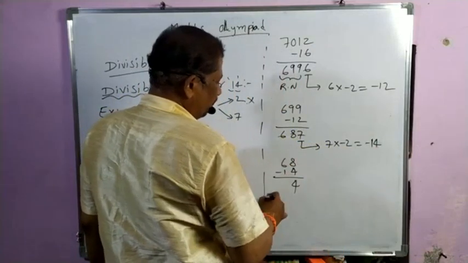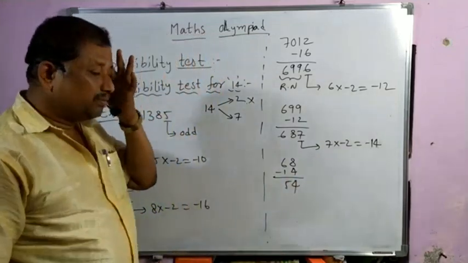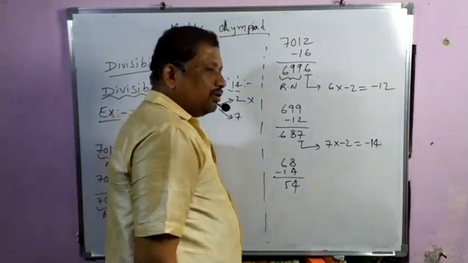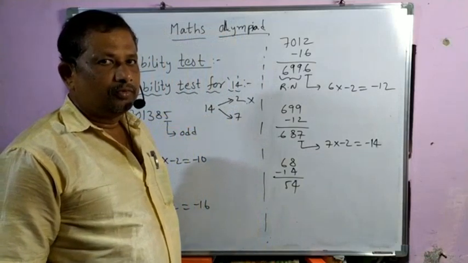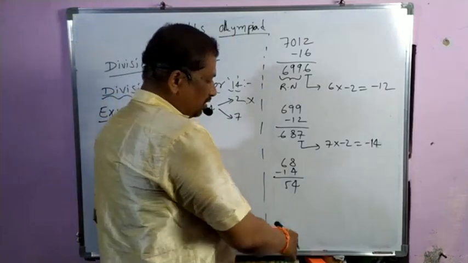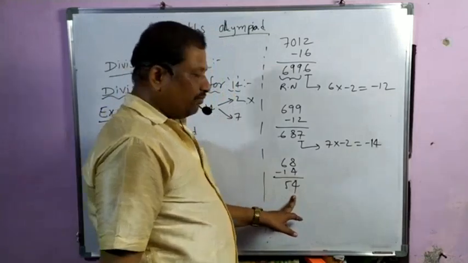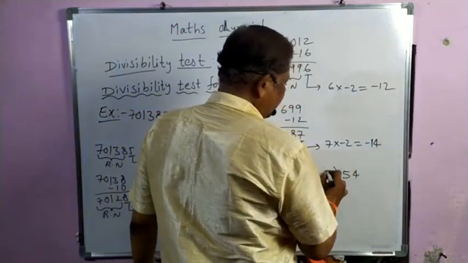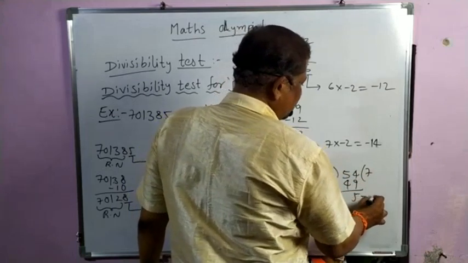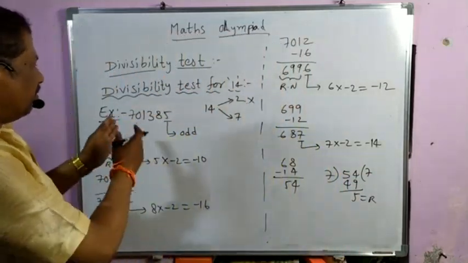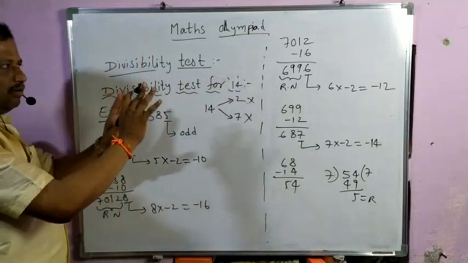So what do we get here? 54. Is 54 divisible by 7 or not? Not divisible, because 7 7s are 49. The remainder is 5. So it is not divisible by 7, and therefore the given number is also not divisible by 7. So the given number is not divisible by 2 as well as 7. So it is not divisible by 40.